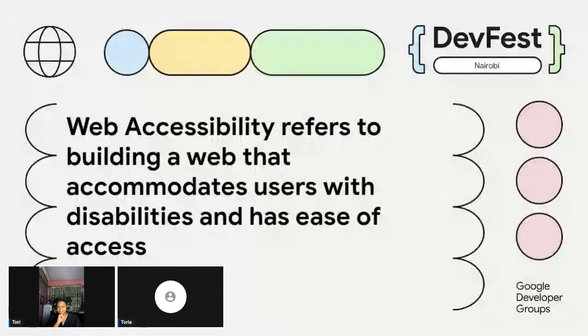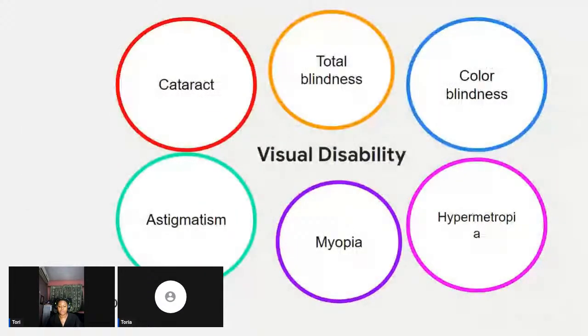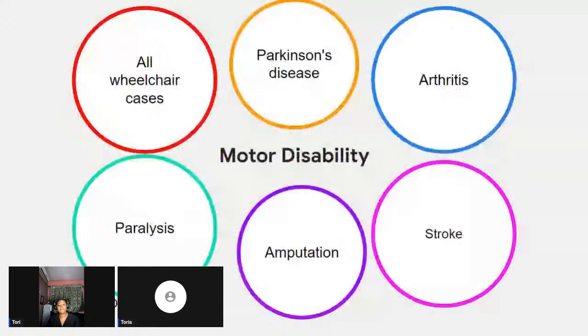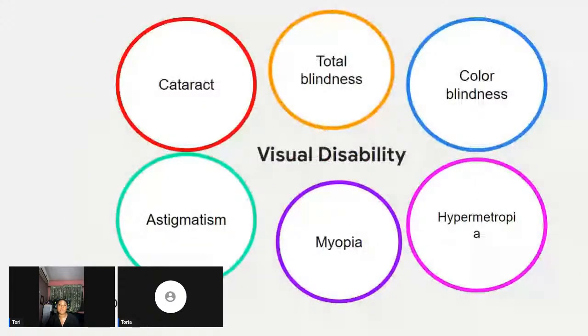In practical terms, we're talking about disabilities, right? And when we talk about disabilities, we're talking about three groups of disabilities: sensory disability, motor disability, cognitive disability. And if you're talking about visual disability, examples are things, even things that are common to us, like cataract, total blindness, color blindness, astigmatism, myopia, hypermetropia. So yes, people who wear glasses have a disability.